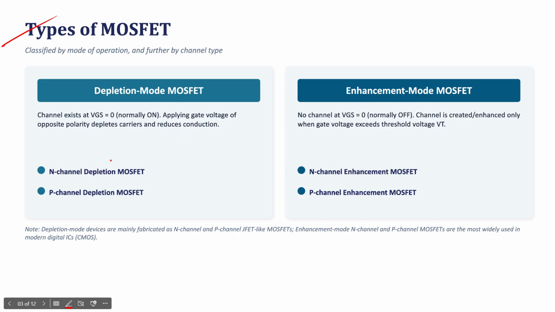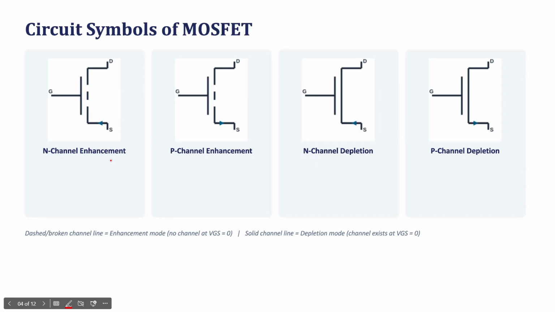Coming to the first one, types of MOSFET. We have depletion mode and enhancement mode. Again in depletion mode we have N channel and P channel. In enhancement also we have N channel and P channel. What is the difference between the depletion and enhancement? We will discuss it by seeing the symbols. It will be very easy to understand. So see now, this is the N channel enhancement. This is the P channel enhancement.